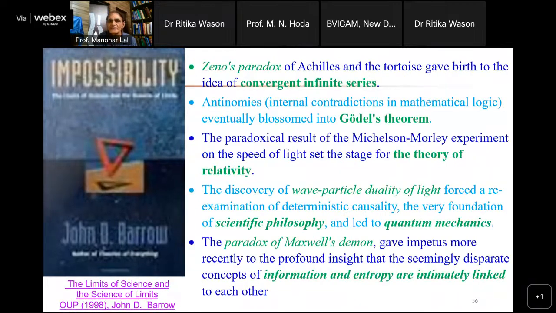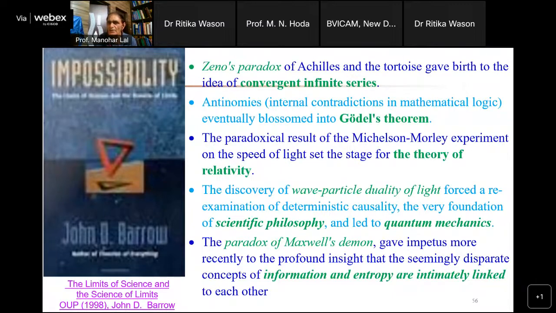Here we give some of the instances. For example, Zeno's paradox led to convergent infinite series in mathematics. Antinomies led to Gödel's theory. I hope you know Gödel was one of the most well-known philosophers of the previous century who demolished Hilbert's program of basing mathematics on logic. A paradoxical result of the Michelson-Morley experiment on the speed of light set the stage for the theory of relativity.